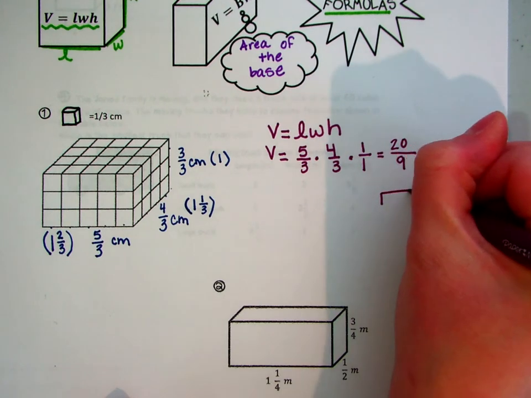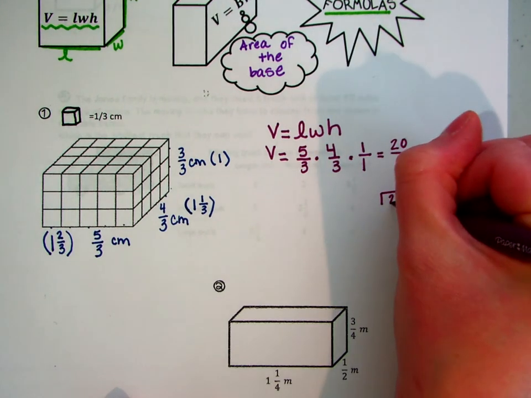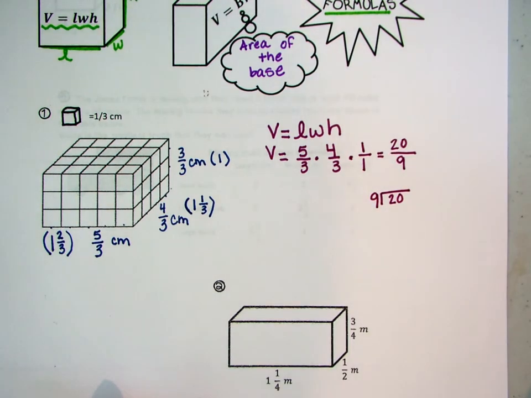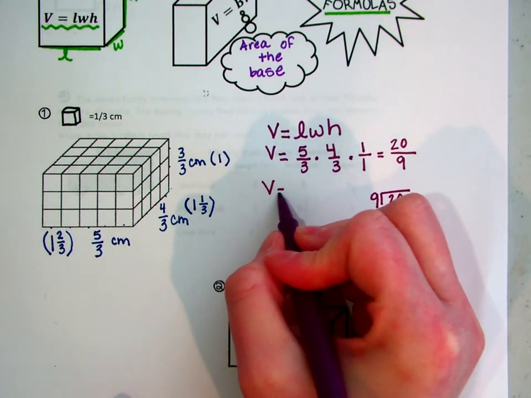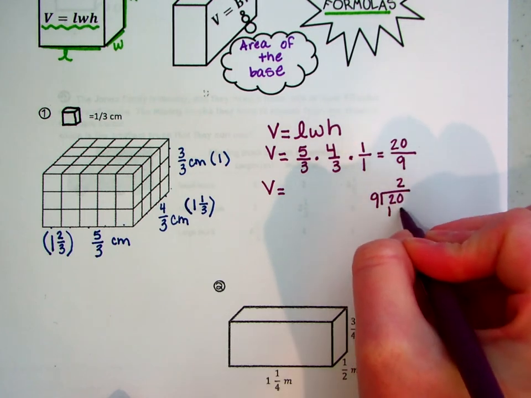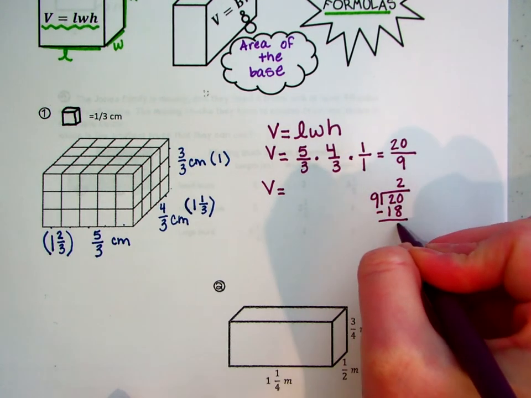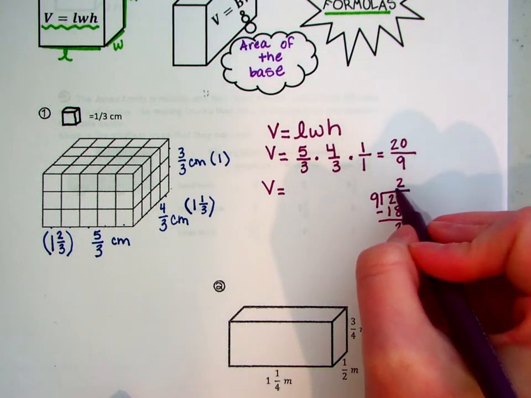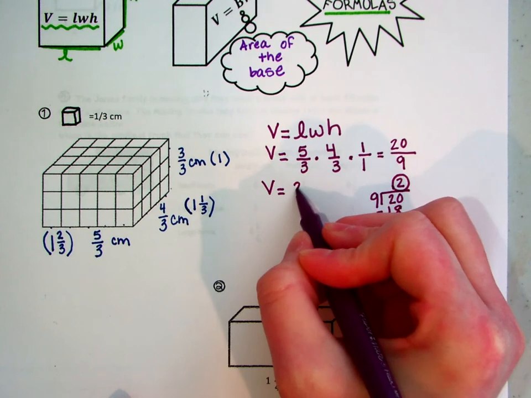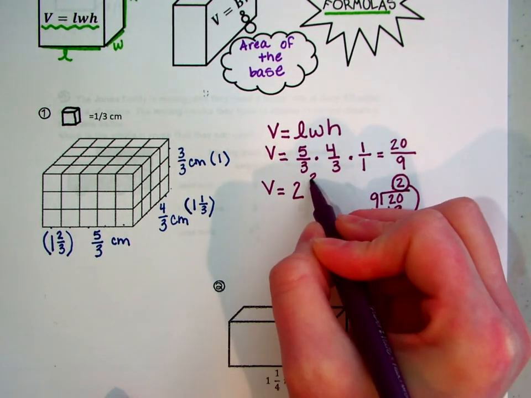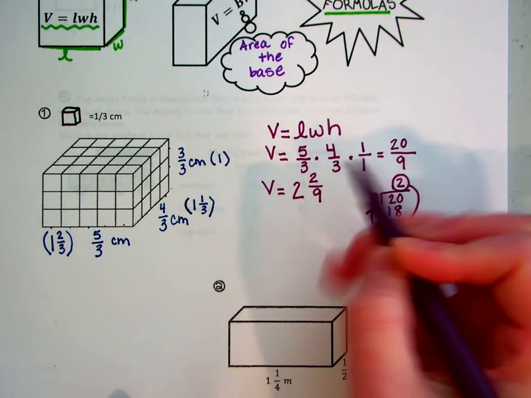So we're going to come down here and divide. 20 divided by 9. Don't use a calculator for this because you're going to get a decimal, and we need a fraction. So how many 9s fit into 20? Well, I know I can fit 2 of them in there. 9 times 2 is 18. And when I subtract, I'm left with 2. So to make our mixed number final answer, 2 whole times with 2 out of 9 left over. And our units are centimeters.